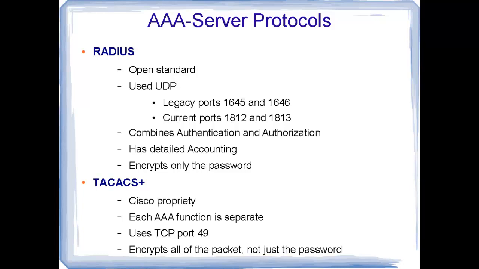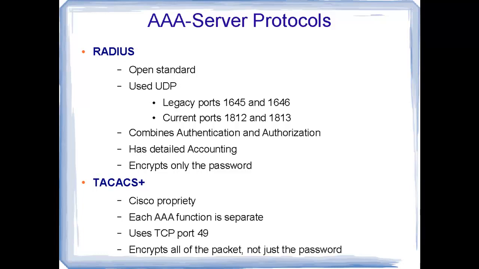Radius is the open standard. It uses UDP ports. It had legacy ports of 1645 and 1646, and when I do a demonstration later, you'll notice that we'll check for those ports because likely the router is set to 1645 and 1646, but the server we're using will be using current ports of 1812 and 1813. So port 1645 and 1812, if I'm using a legacy device or if I'm using current port numbers, are used for authentication and authorization, and 1646 and 1813 are used for accounting.